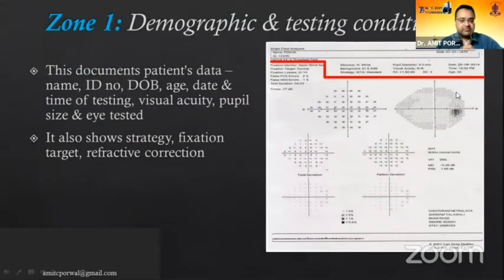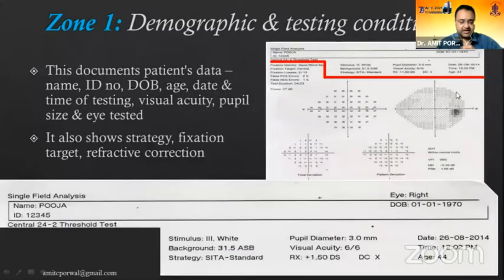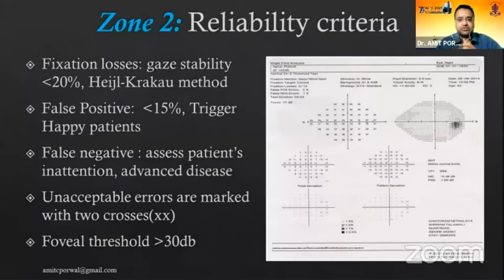This is the section in which the patient's data is documented, that is name, ID, date of birth, age, date and time of testing, visual acuity, pupil size, and the eye tested. It also shows the strategy, fixation target, and the refractive correction. So this is this part of the printout of the Humphrey field. I'm basically a Humphrey user, so I'm going to talk only about how to read a normal Humphrey printout. So coming to zone two, the reliability criteria.